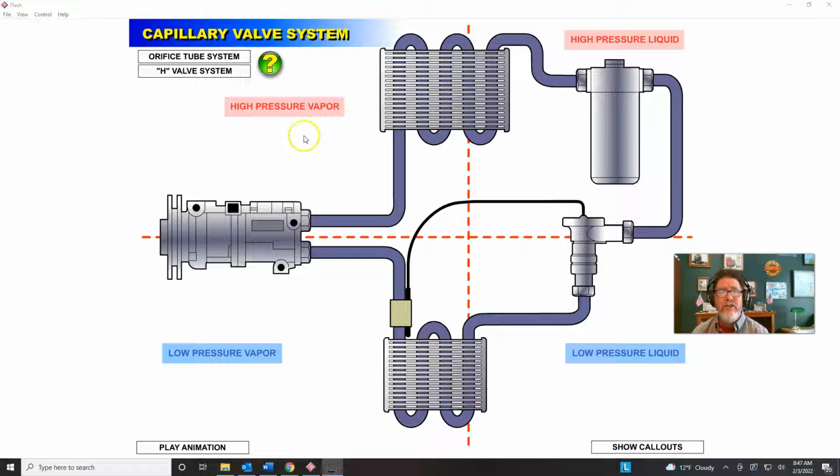So the first system that you see right here is a capillary system. It's a TXV is what it is. And so when I show my students an AC system when I draw it on the board, hopefully they're able to identify the 4 main parts on the AC system.